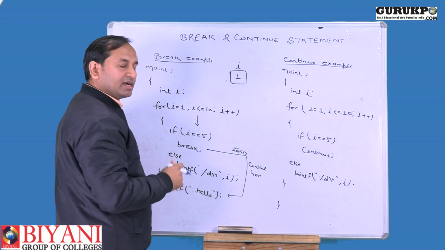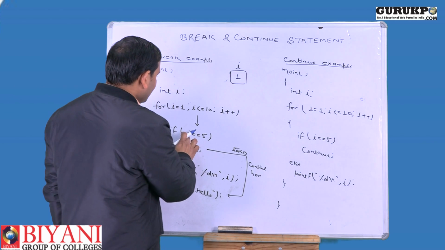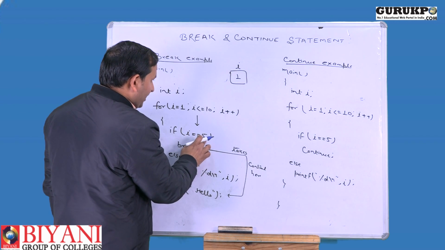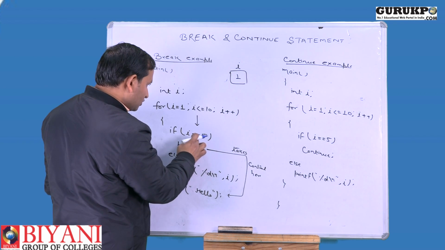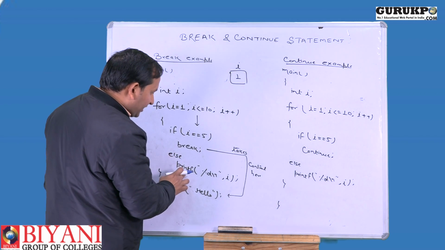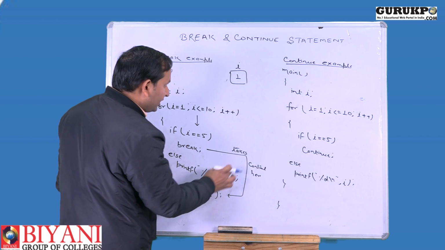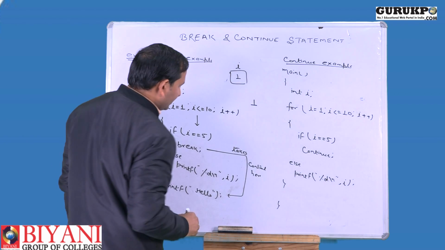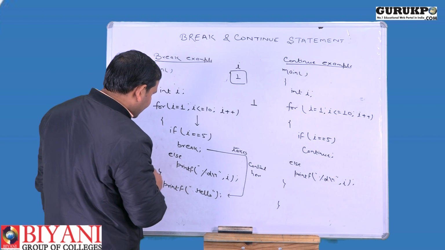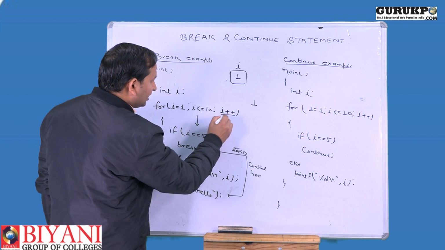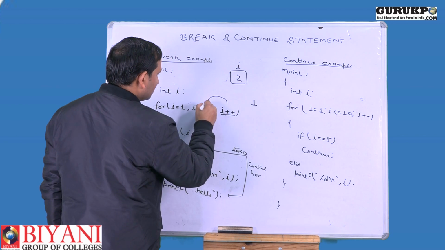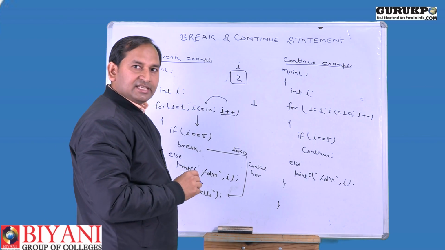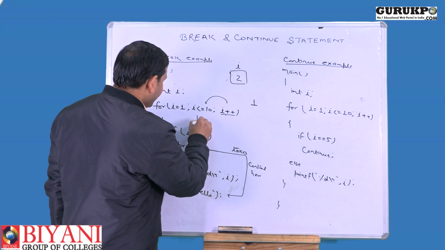There is an if conditional statement here. If I equal to 5: the value of I is 1, 1 equal to 5, the condition is false. So control goes to the else part, printf %d I. So it prints value 1. Then control goes to the increment portion. Now the value of I is 2. 2 is less than or equal to 10, the condition is once again satisfied.